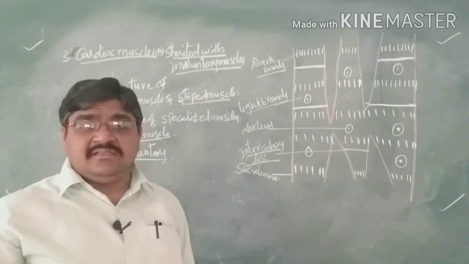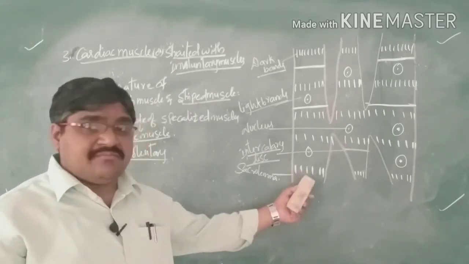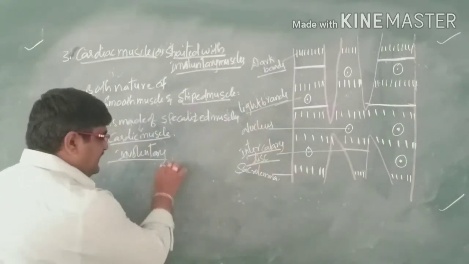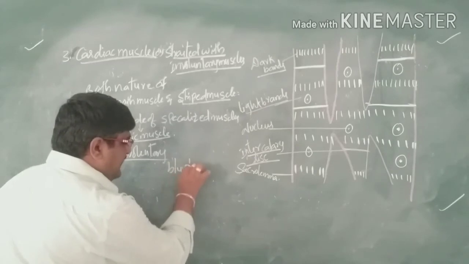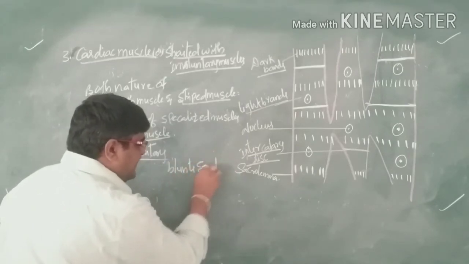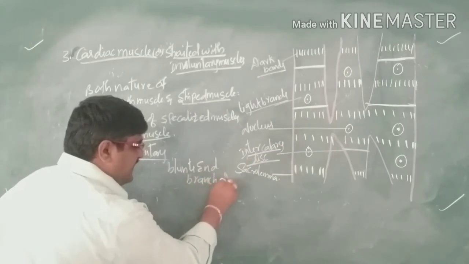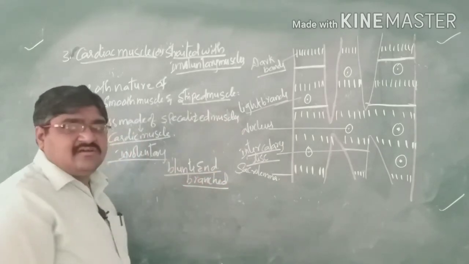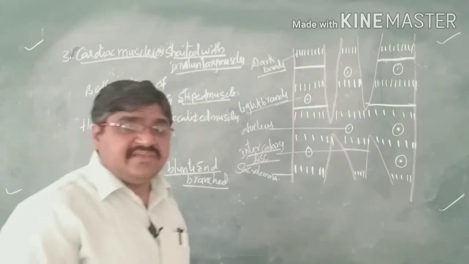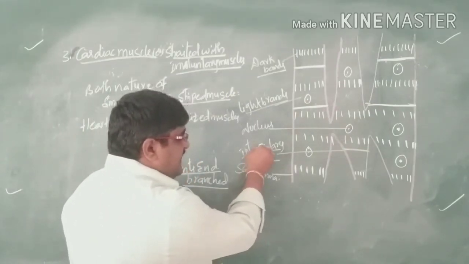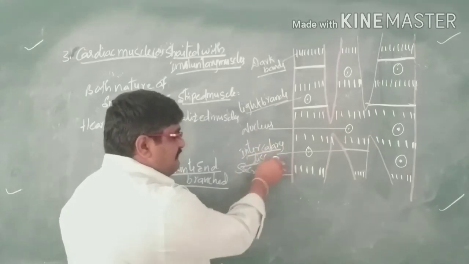Cardiac muscles have blunt ends, and they are branched in nature. Along with the branching, they also contain intercalated discs.